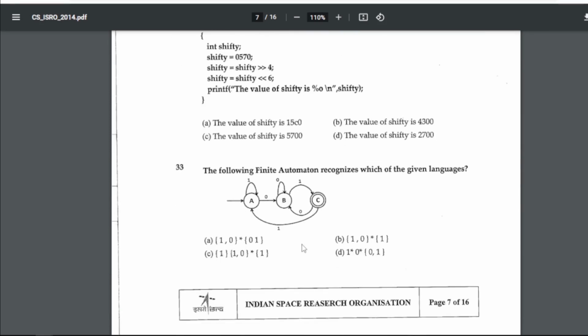Question number 33: the following finite automaton recognizes which of the following languages? So here you have to find the language accepted by the finite automaton. So let's start one by one. 1 0. Okay, either 1 or 0, right? Or this could be nothing. Okay, if this is having, okay, then if it is not having, okay, any number of 0s is also okay, and any number of 1s is also okay, but it is ending with 0 1, right? So minimum requirement is 0 1. So here you can see this is meeting the condition, so A will be our answer here.